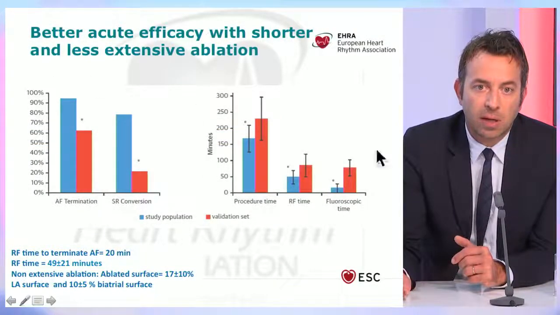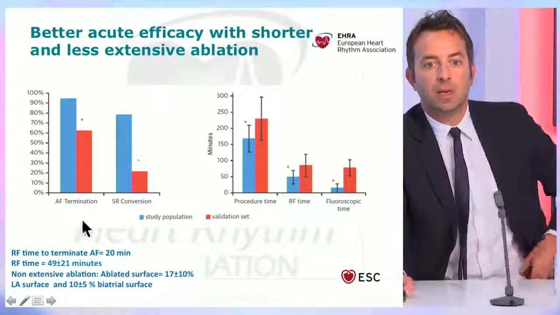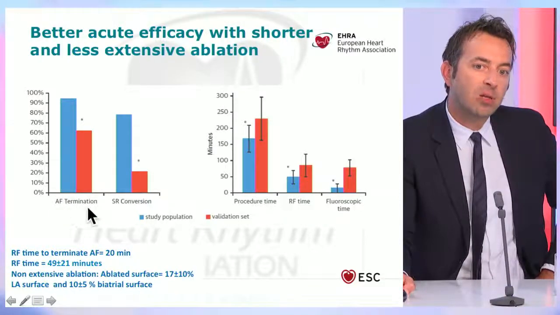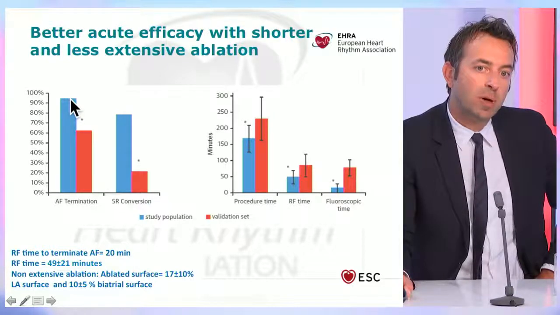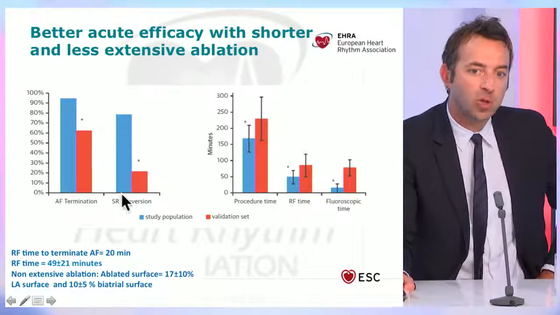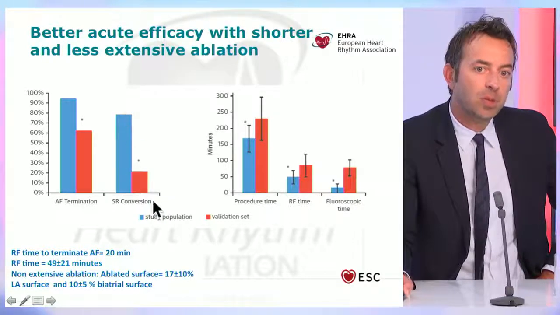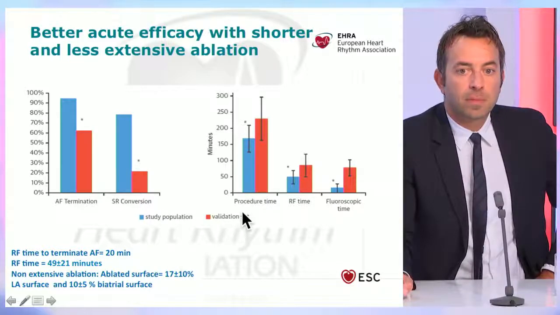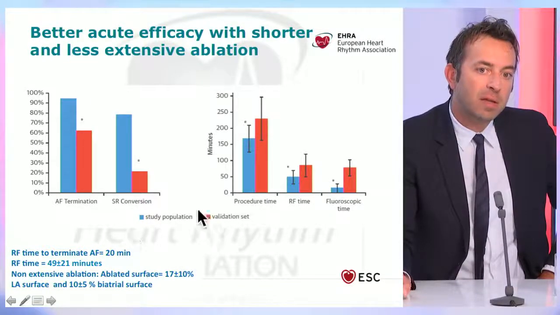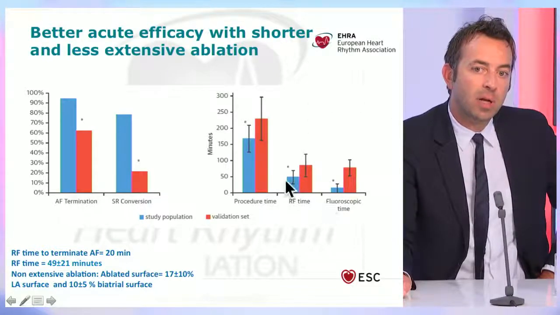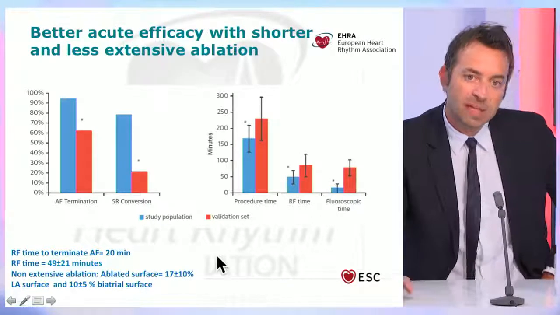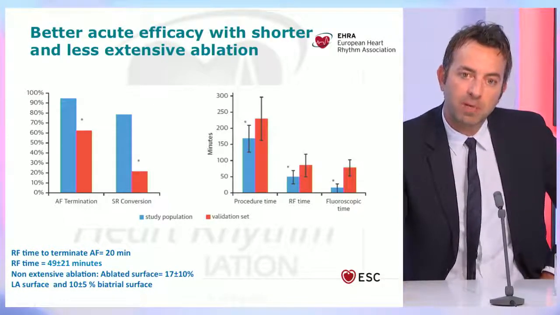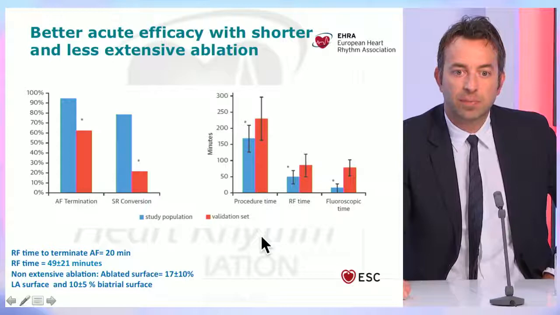So here are the acute results of these studies. You can see here the AFib termination rate, which was very superior in our approach than in the stepwise approach, and the sinus rhythm conversion rate, also better in our group. Interestingly, we have better efficacy with shorter procedure in our group, less radiofrequency time and less fluoro time. So finally, we can say that this approach has a better efficacy with less extensive ablation.